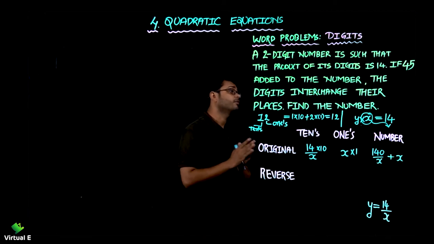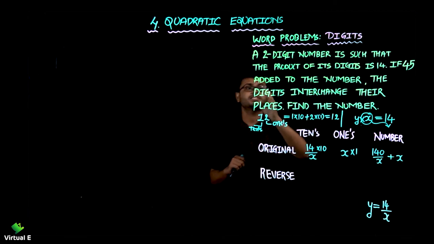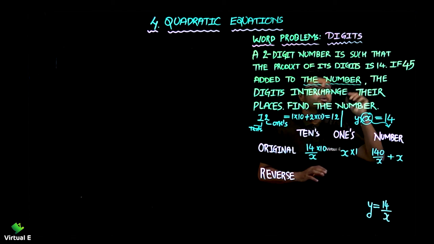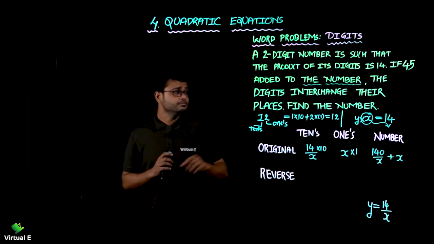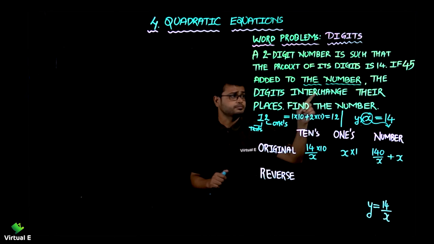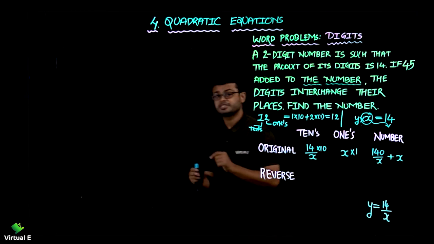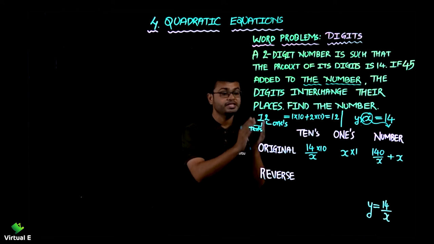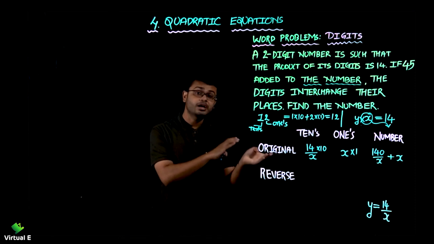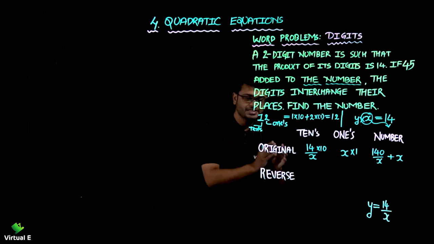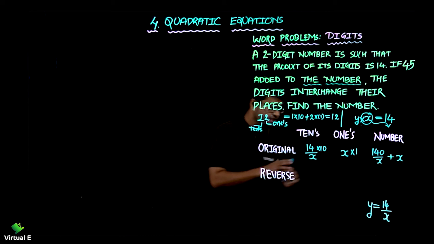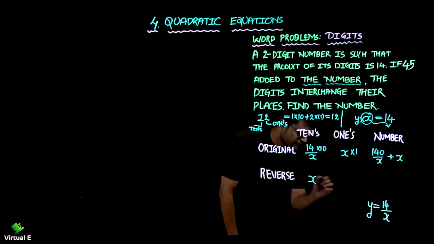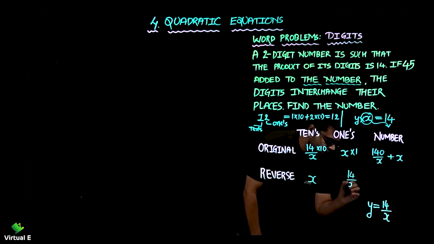Now let's go for the second condition. If 45 is added to the number, remember, the number always means the original number. The digits interchange their places, which means the digits will interchange. Now it is 12, ones place 2, tens place 1. Interchange, so it will become 21. 1 will be ones place and 2 will be tens place. This ones place will come over here and the tens place will go over there. So x here, and here 14 over x.